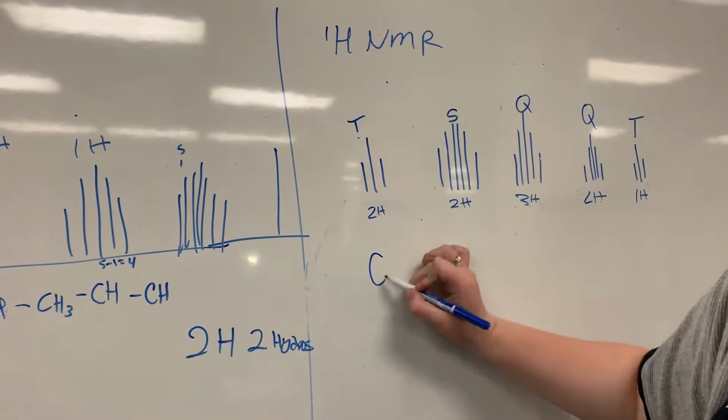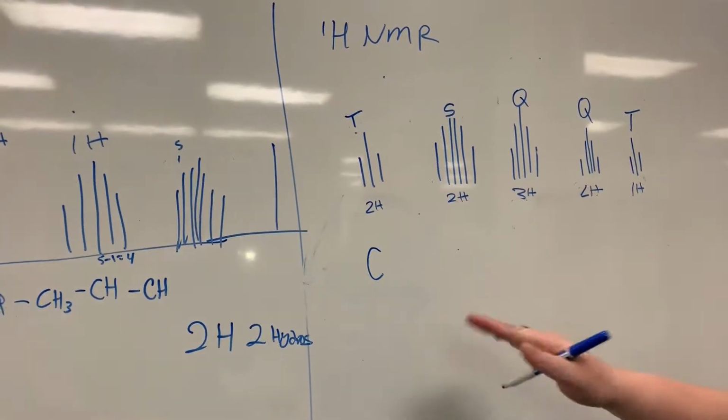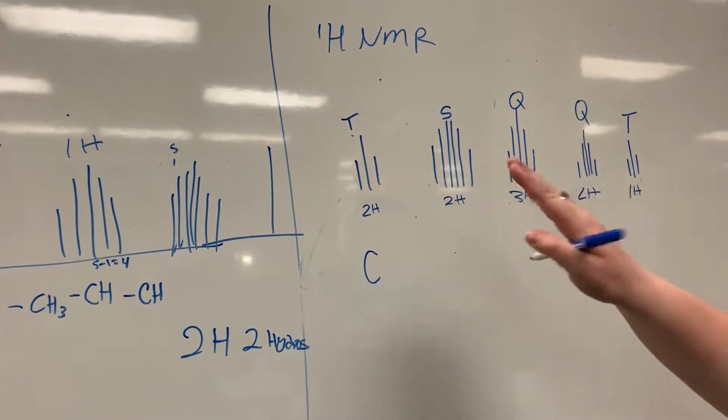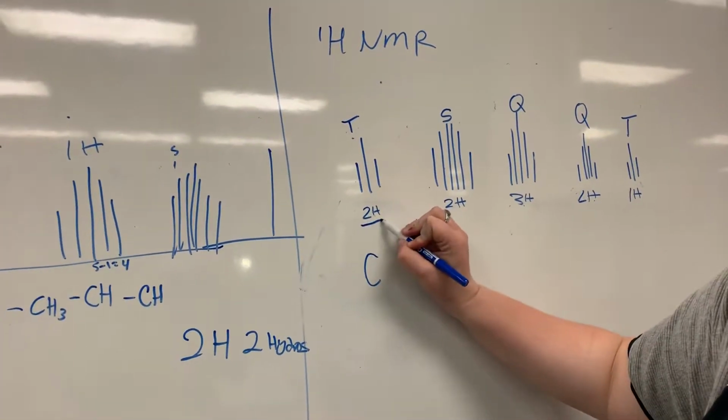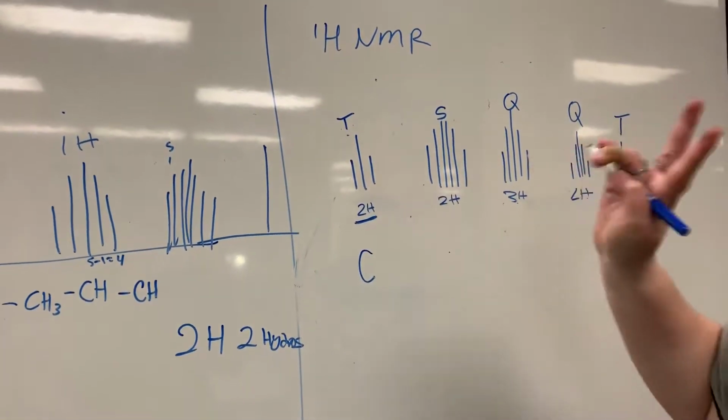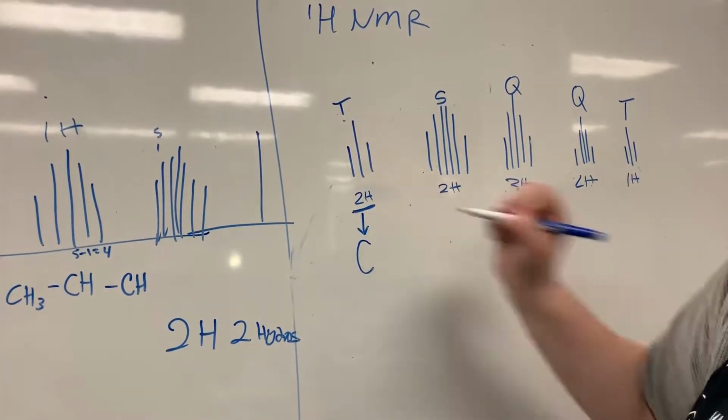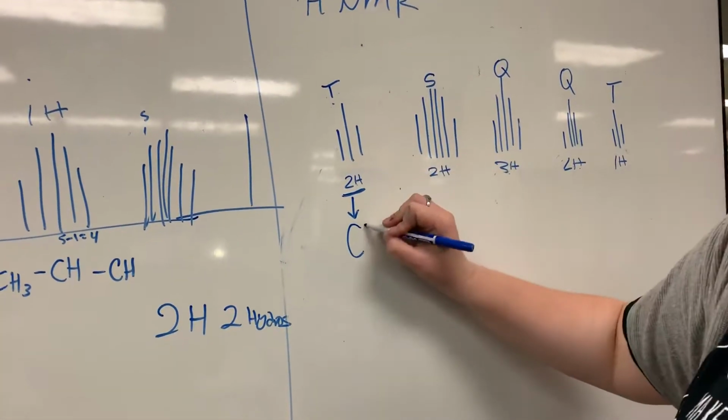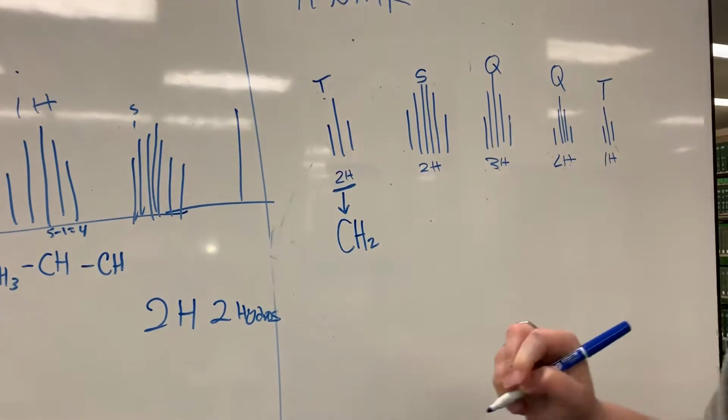We know that there's a carbon here. We need to figure out how many hydrogens are connected to this carbon. The way that we do that is we look at this right here. This 2H is telling us there's 2 hydrogens connected to this carbon that we're talking about. So this is saying this should be CH2. And we can confirm that in a minute.